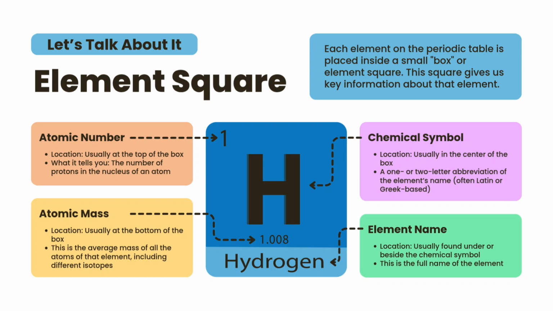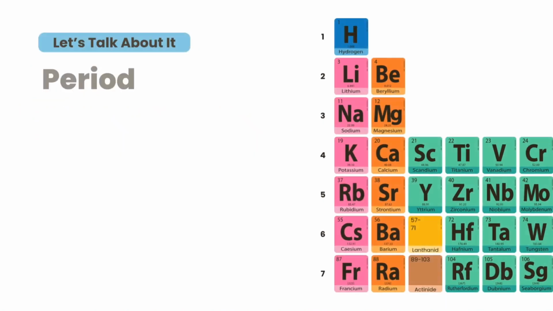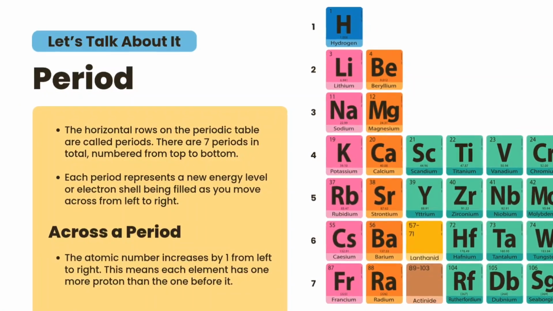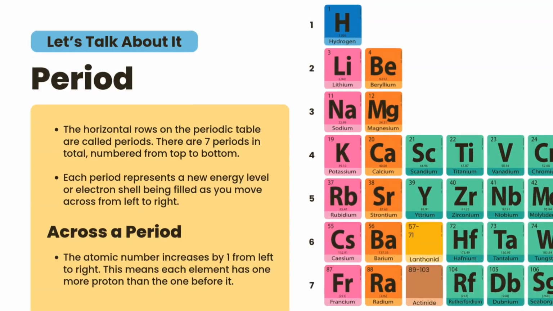Now, let's talk about groups, also called families. The vertical columns in the periodic table are called groups. There are 18 groups in total. Elements in the same group have the same number of valence electrons, which are the electrons present in the outermost shell. Because they have the same number of valence electrons, elements in the same group show similar chemical properties and react in similar ways.